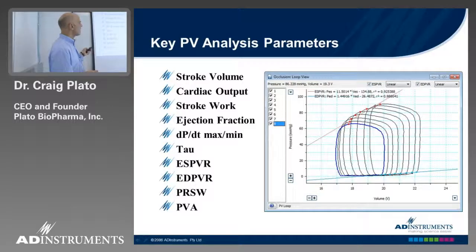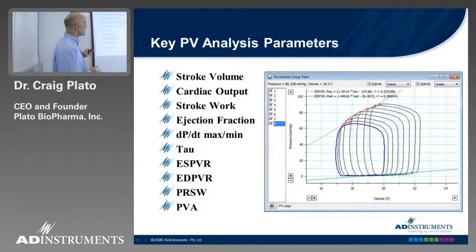dP/dt, you saw that on our tracing in the laboratory, where dP/dt is the first derivative, the maximal change in pressure over change in time. It tells you something about contractility and how rapidly the heart can generate pressure, and also how rapidly the heart can relax during isovolumic relaxation. So we have both indices of systolic performance and diastolic performance.